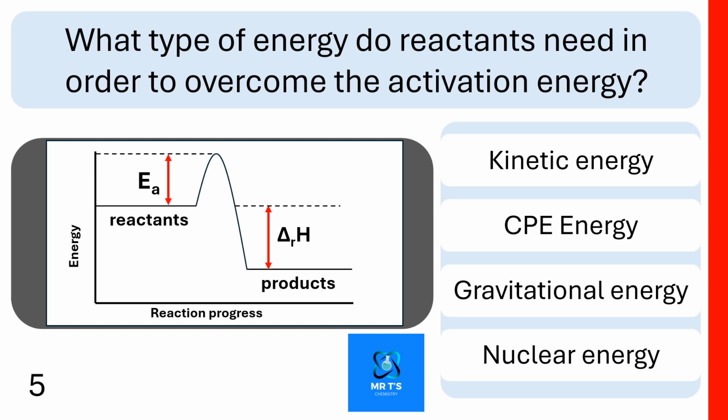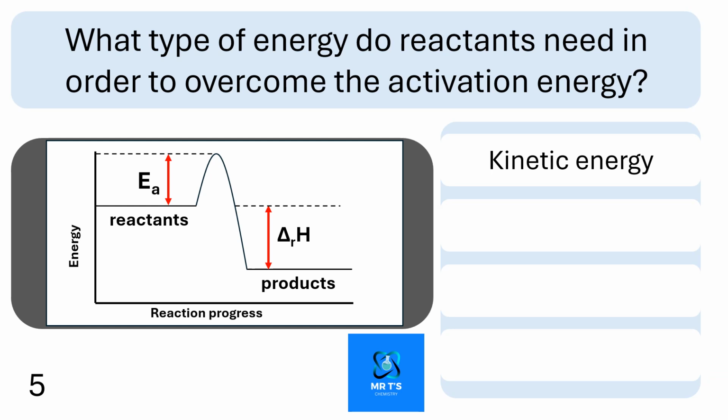What type of energy do reactants need in order to overcome the activation energy? Is it kinetic energy, chemical potential energy, gravitational energy, or nuclear energy? The correct answer here is kinetic energy. The particles need a sufficient amount of kinetic energy to overcome the activation energy.